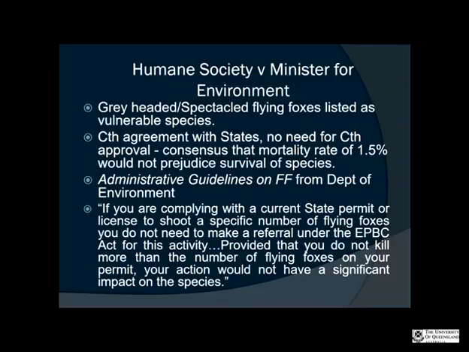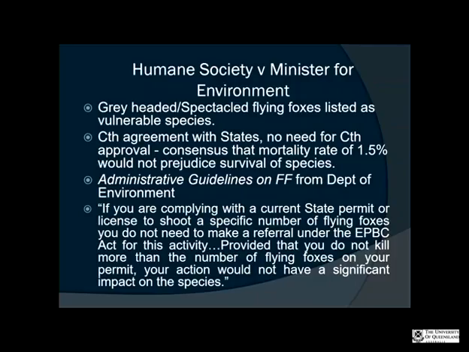flying foxes. And they said in their administrative guidelines, if you're complying with your current state permits or licenses to shoot a specific number of flying foxes, you don't need to make a referral under the EPBC Act for this activity. Provided you do not kill more than the number of flying foxes on your permit, your action would not have a significant impact on the species.